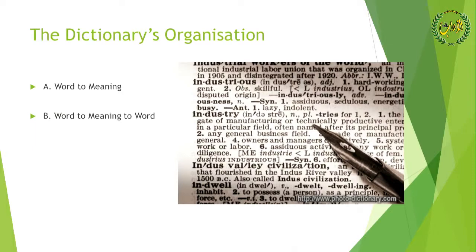Number 5, the dictionary's organization. This is property number 5. What does it mean, the dictionary's organization? It means how the information is organized within the dictionary. If we go to a certain entry in a dictionary, we will find how certain information is organized within a dictionary entry. For example, here.